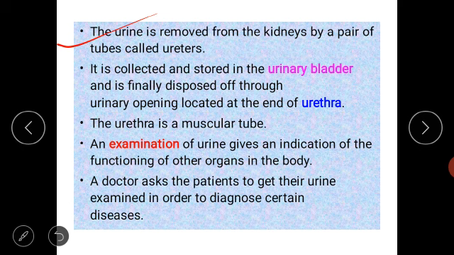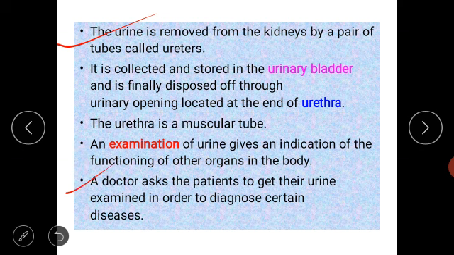An examination of urine gives an indication of the functioning of other organs in the body. Urine examination can determine whether other body organs are functioning well or not. Because if other body organs are not functioning well, then that waste product can come into the urine and be detected, and we can understand that some body organ is not functioning properly. So that is urine examination.